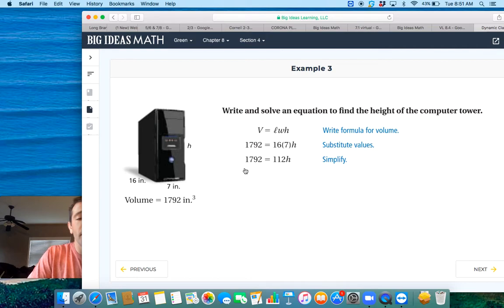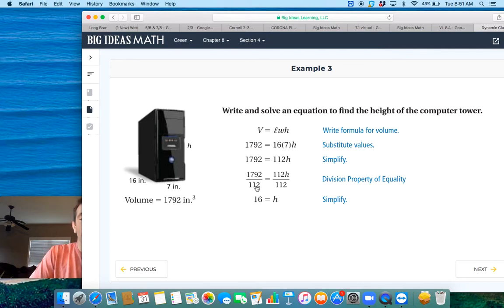1,792. Now, these are connected with multiplication. How do you undo multiplication? We're going to divide by 112. It'll cancel out over here. 1,792 divided by 112 is 16, which equals h. Remember, h is our missing height.